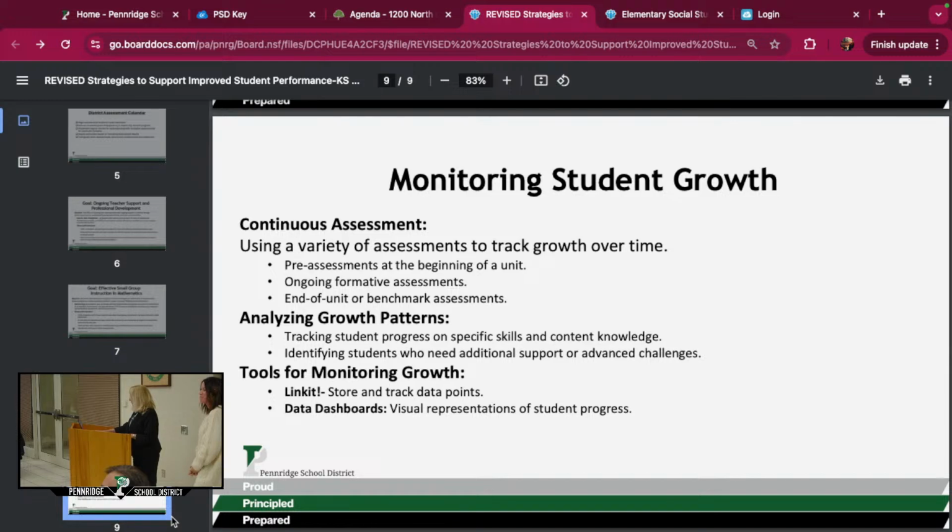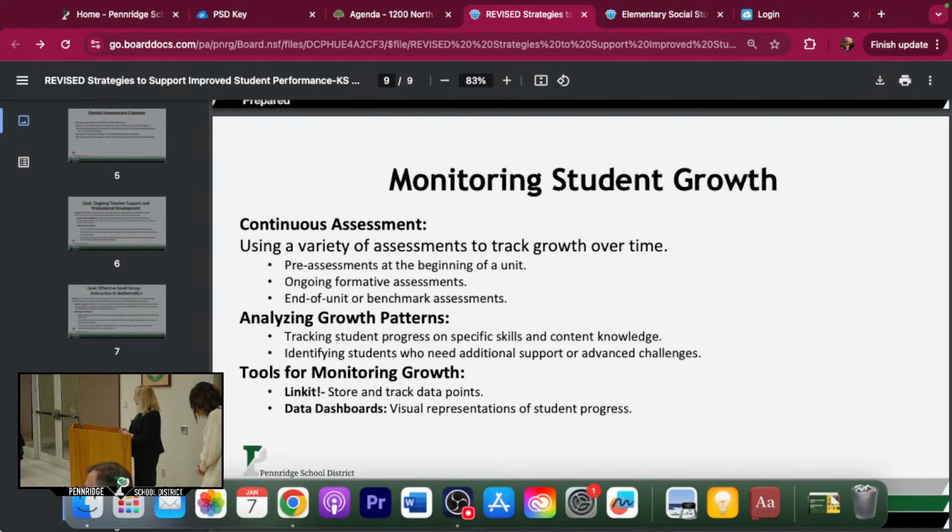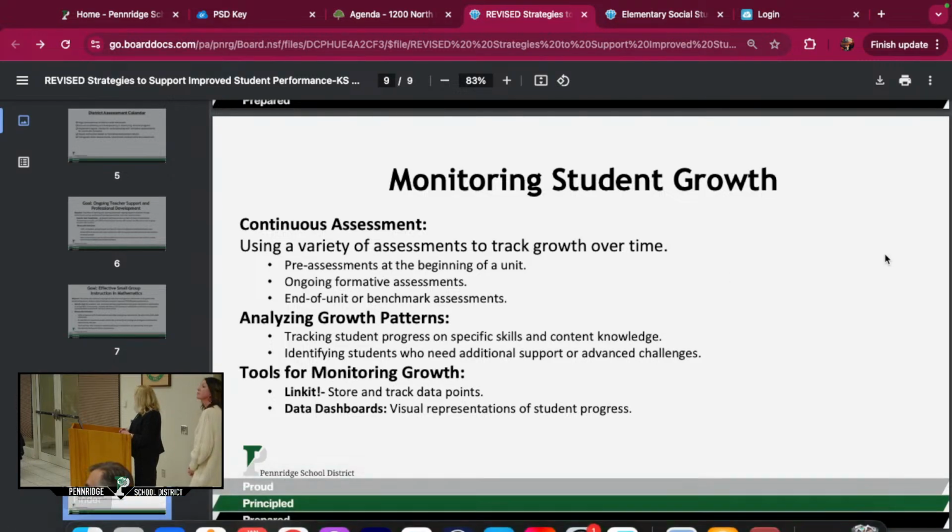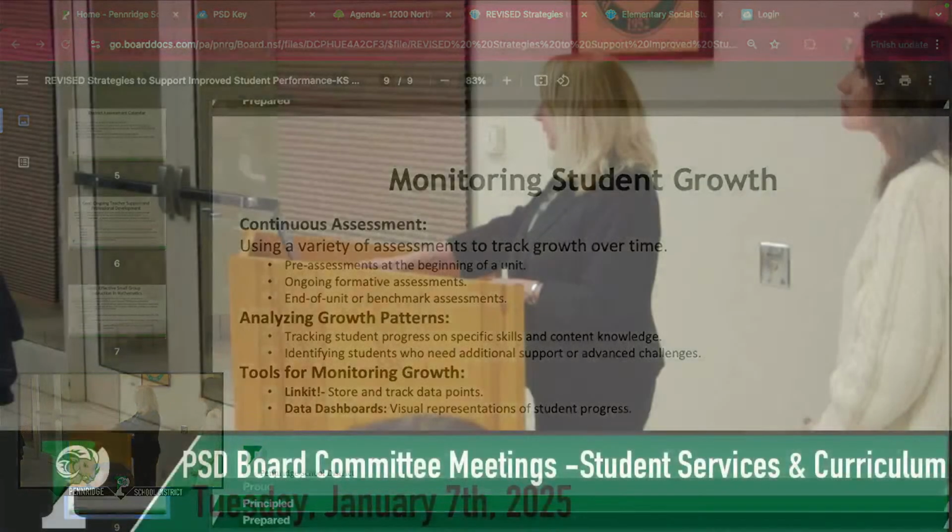Yeah, we're finally there. So it's continuous assessment, right? That's what we're here for, that's what we're going to come and talk to you about. We are constantly monitoring the growth of students. So we will come back and tell you where we are with this, and we will share success stories with you, and we will talk to you about areas where we still need to work. Does anyone have any other questions?